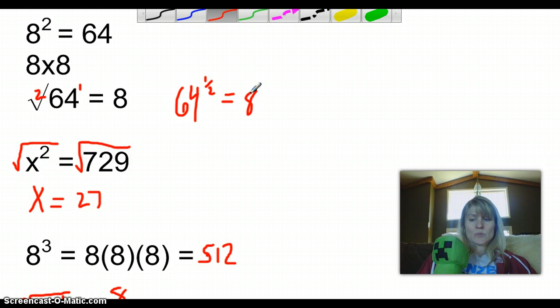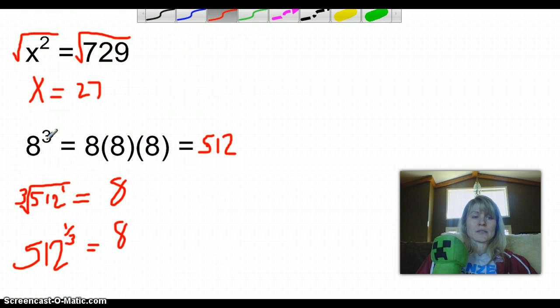So several things I want you to remember. When you have something to the second power, you can square root it to do the opposite effect. So 8 squared is 64. The square root of 64 brings you back to 8. So it's kind of a full circle thing. Okay, so this is to show you that square rooting something or taking a radical of something can solve for a variable.